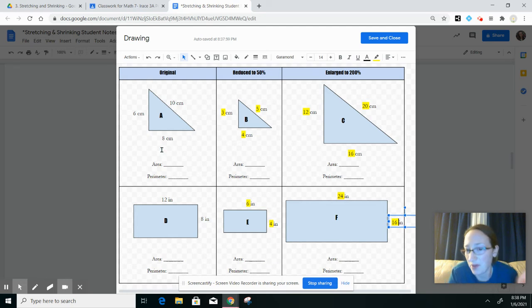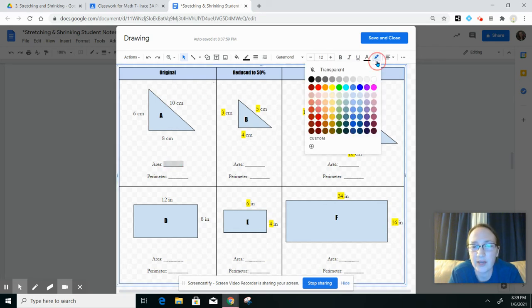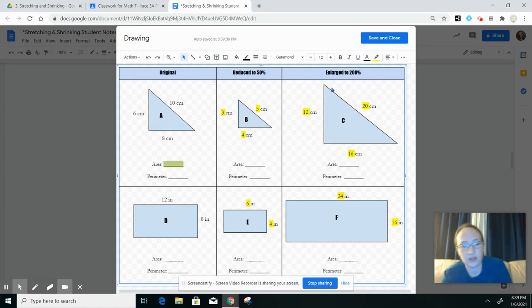I know we're digging way, way back. I promise there's not a ton of area work in this unit. There's just a tiny little bit. Okay, so here we go. We're doing 6 times 8, which is 48. We're dividing our answer by 2. So the area here is 24 centimeters squared.